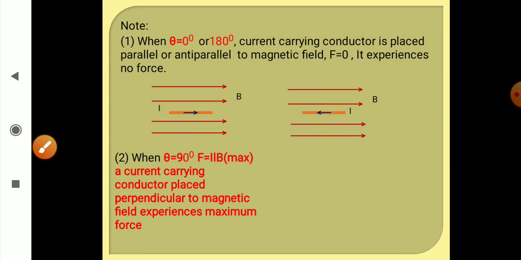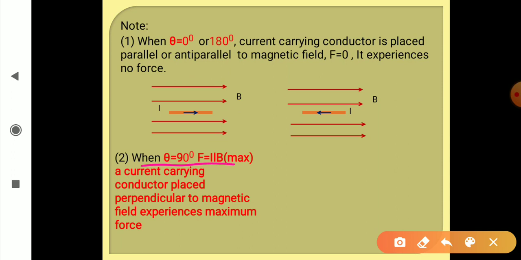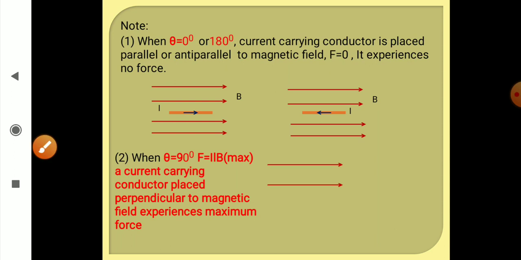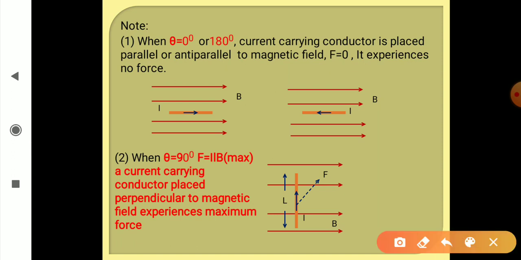Now, another very important thing, when theta is 90 degree, then you know that sin 90 is 1, which is the maximum value. So force experienced is ILB, maximum force. The force experienced by conductor is maximum when it is placed perpendicular to magnetic field. Now look at this situation. We have placed conductor L perpendicular to magnetic field B. It is carrying current I, and the force is shown by this direction. Now this force is maximum, as you can see, and this force is given by Fleming's left hand rule.